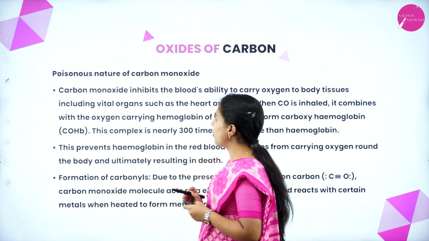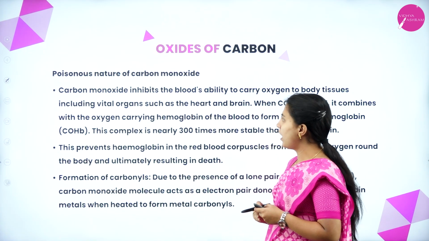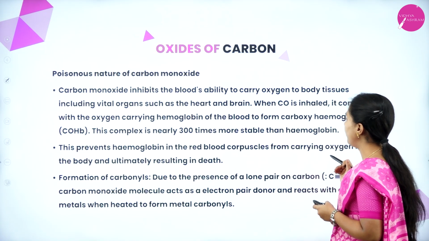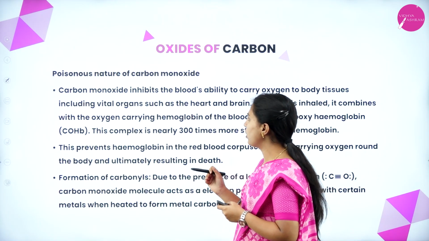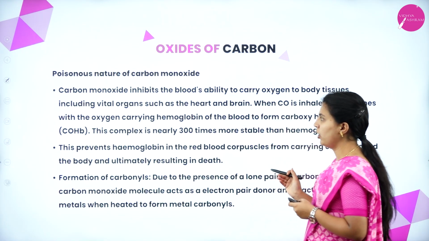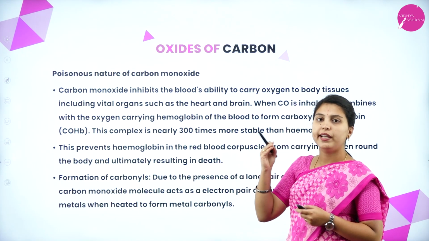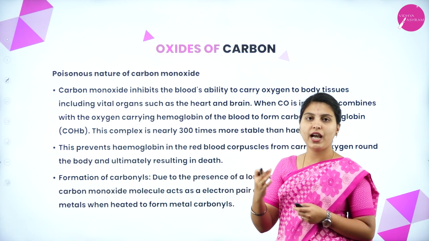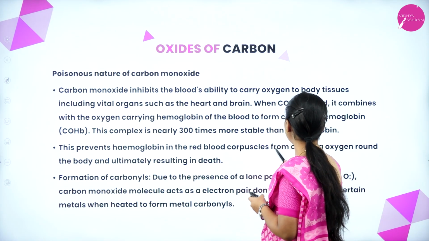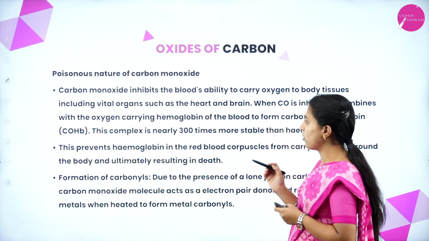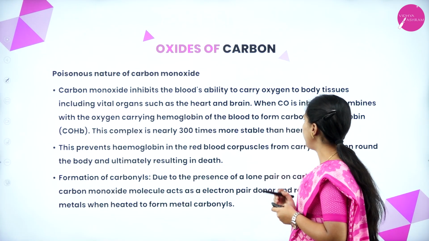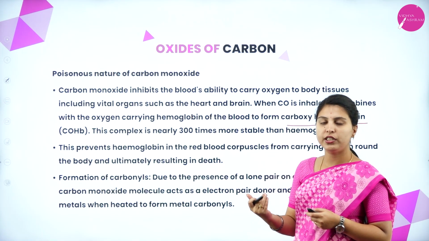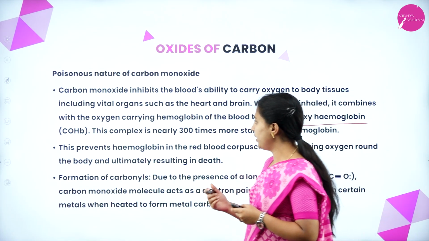Next, the poisonous nature of carbon monoxide. Carbon monoxide inhibits the blood's ability to carry oxygen to blood tissues, including vital organs such as the heart and brain. What will carbon monoxide do? It will inhibit the blood's ability to carry oxygen to the heart and brain. When carbon monoxide is inhaled, it combines with the oxygen carrying hemoglobin of the blood to form carboxyhemoglobin. On reacting with hemoglobin, it will form carboxyhemoglobin.